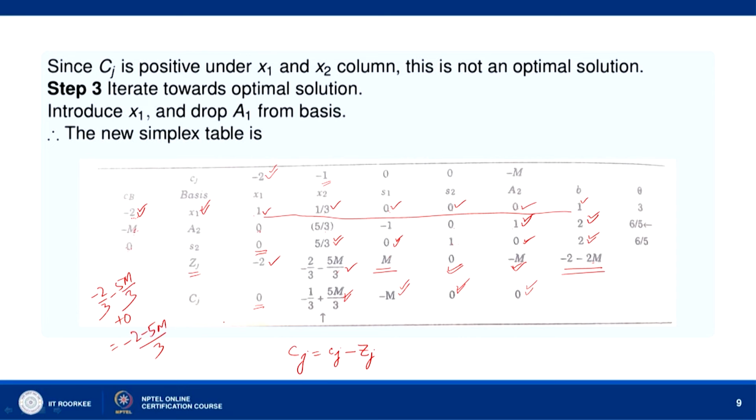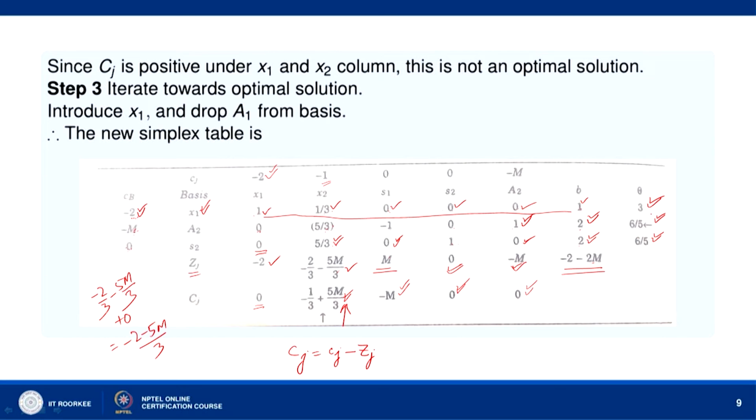So, Cj minus Zj is greater than 0 in the column corresponding to x2, and therefore this is our key column. The elements of the key column are 1 by 3, 5 by 3, 5 by 3. So, we divide the elements of the B column by the corresponding elements of the x2 column. So, 1 divided by 1 by 3 gives you 3, 2 divided by 5 by 3 gives you 6 by 5, and 2 divided by 5 by 3 again gives you 6 by 5.